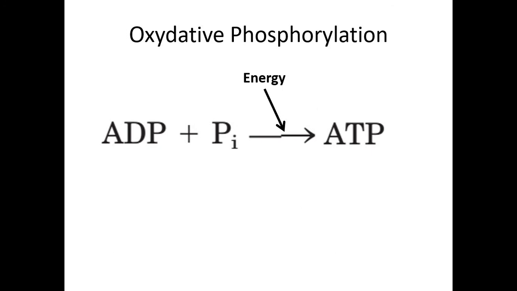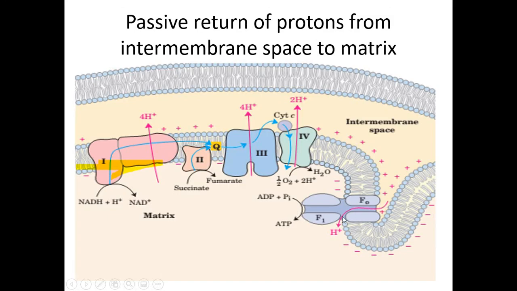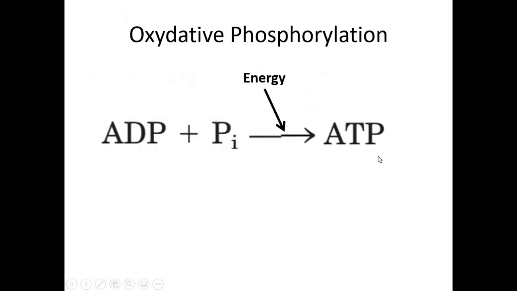So in a nutshell, this is what we call oxidative phosphorylation. Here the ADP and phosphate combine and form ATP, and for this reaction they require energy. This energy comes from the passive entry of protons from intermembrane space to the matrix, which releases energy, and this energy is used to make the ATP. This is what we call oxidative phosphorylation.